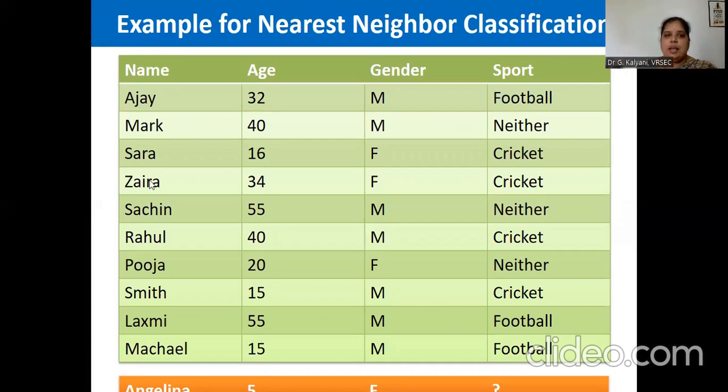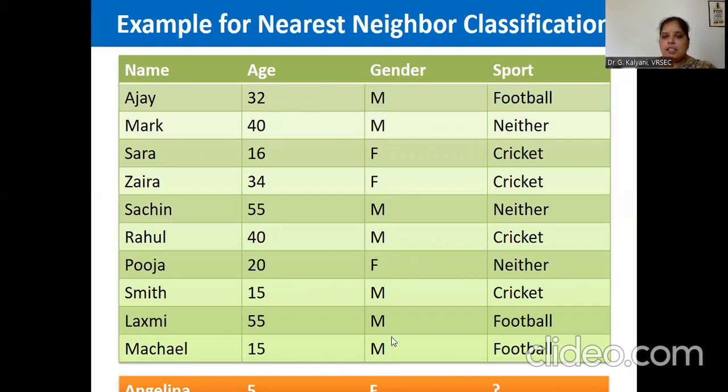Initially I am considering the first training instance, that is Ajay, age 32 and gender M. The distance is calculated based only on the dimensions, not the class label. That means we need to consider only 32 and M here, and for Angelina it is 5 and F. We need to calculate the distance between these two instances.